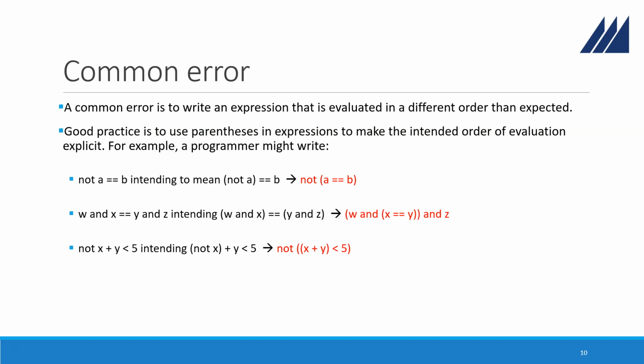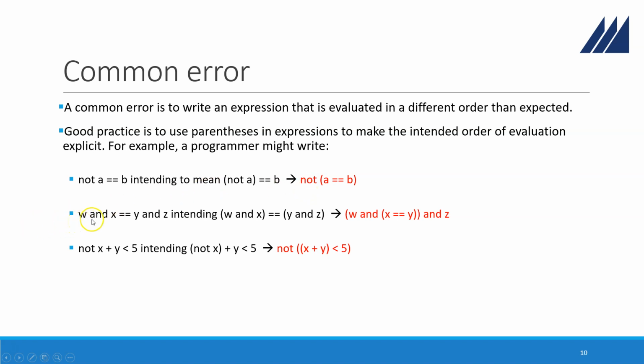When you write an expression, sometimes you make mistakes. Let's take a look at this example. Sometimes the programmer will write something like not A equal to B. The programmer probably meant to evaluate not A first and then compare it to B. But the way it is written, Python is going to treat it as follows, as you see in the red. It first evaluates A compared to B, and whatever the result, true or false, it applies not, which takes the opposite, which is wrong.